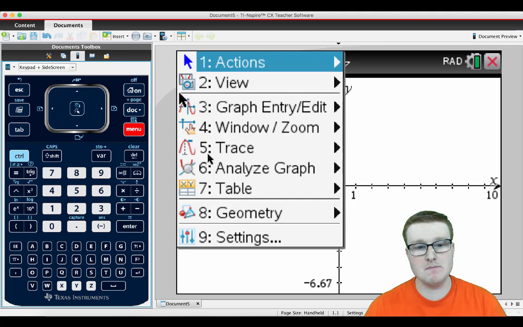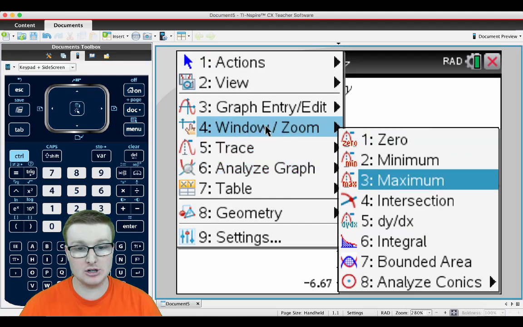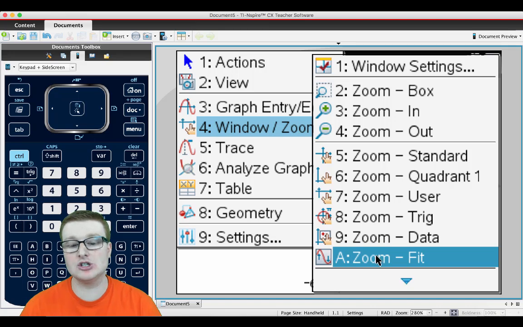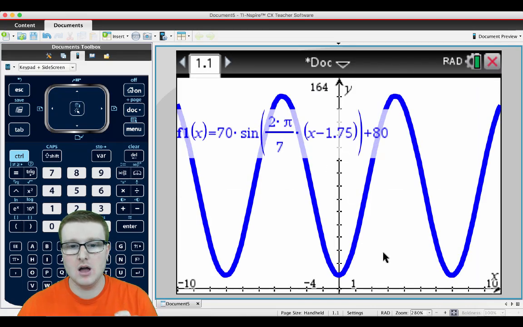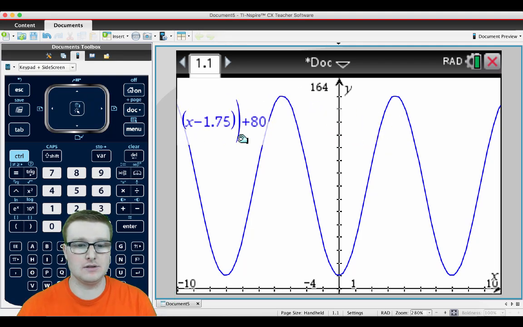So what I'm going to do is go to menu, Window Zoom, and click on Zoom Fit. What it does is it actually fits the entire graph in for you. Oh, beautiful, beautiful. Graph fit.